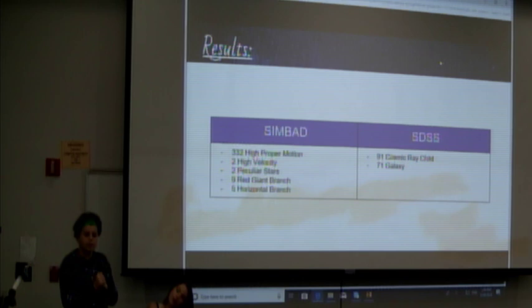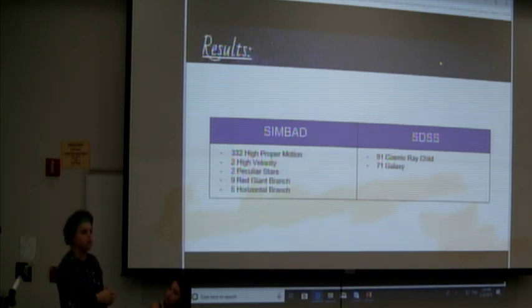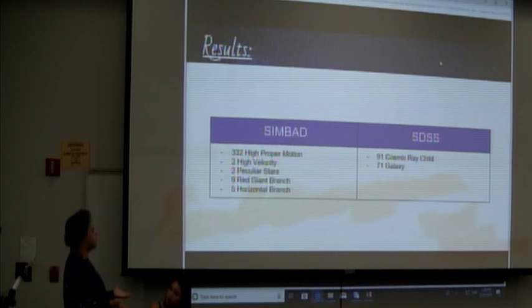Oh, and then from the candidates, I found on SIMBAD that 332 of them had high proper motion notes, which was a good indication that my method was working to find stars that had higher proper motion, as well as 2 known high velocity stars, 2 peculiar stars. This was an interesting one I had never seen before. 9 red giant branch and 5 horizontal branch.